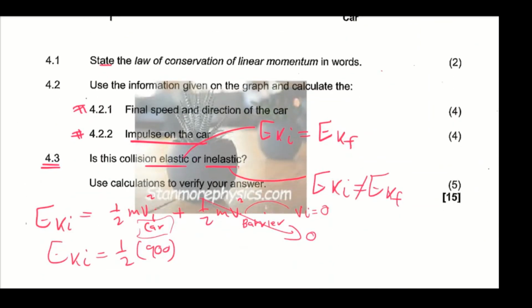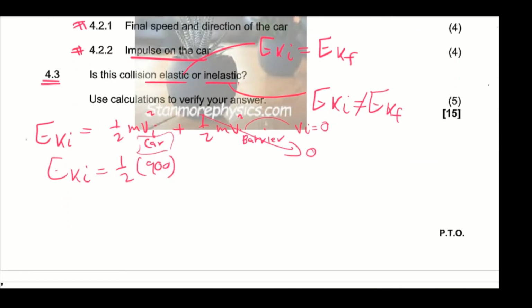So now the velocity of the car is equal to 20, so we're going to substitute it here and square it, and the answer that you need to get is 180000 joules, right?